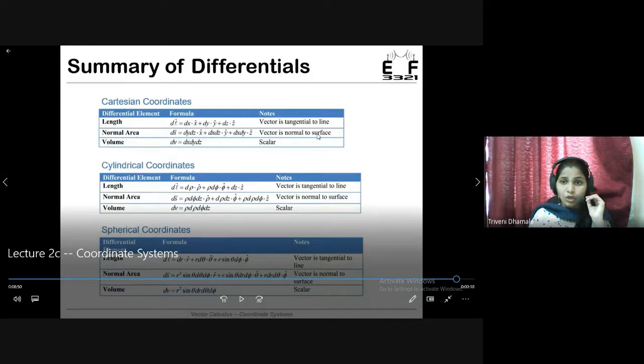The vector is normal to the surface. The vector is tangential to the line. That's why we are considering the differential length. And volume is a scalar quantity. Length is also a vector. Normal area is also a vector. Sometimes we consider only the small scalar quantity also in some numericals. Okay, got it?